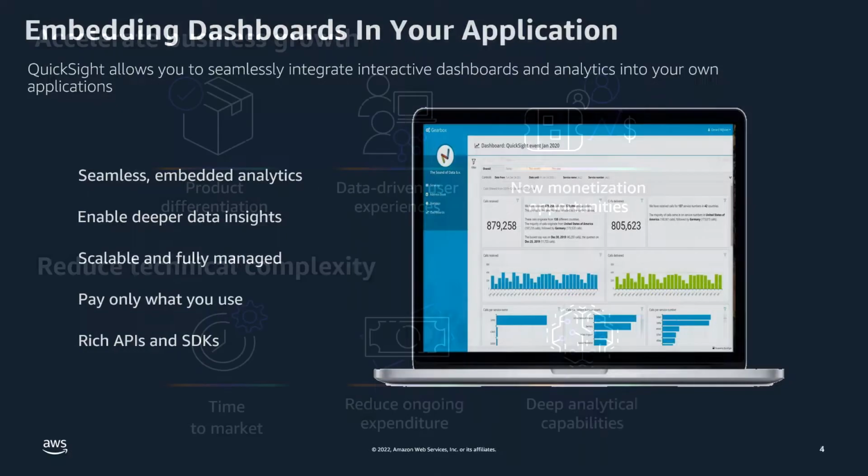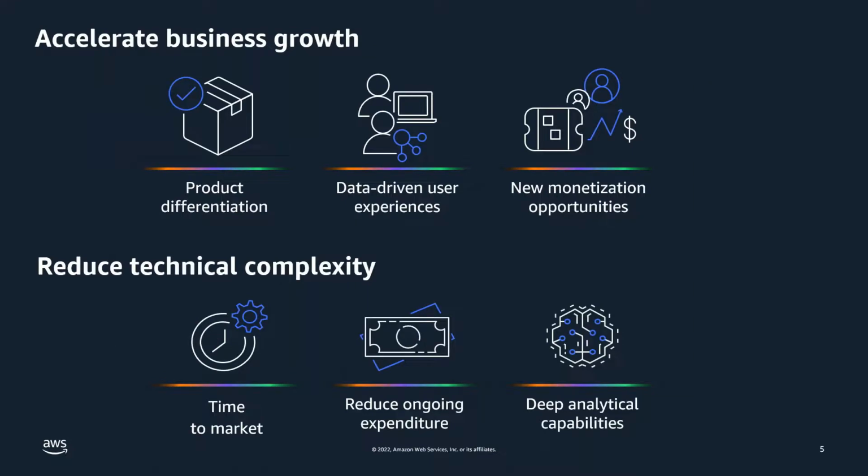Okay, moving on. So how does QuickSight Embedding help you to accelerate your business growth and to reduce technical complexity? For ISVs, you can improve customer engagement and retention with innovative product solutions, offer end users compelling data-driven experiences to differentiate your application. You can also create new monetization opportunities by providing customers with actionable data insights.